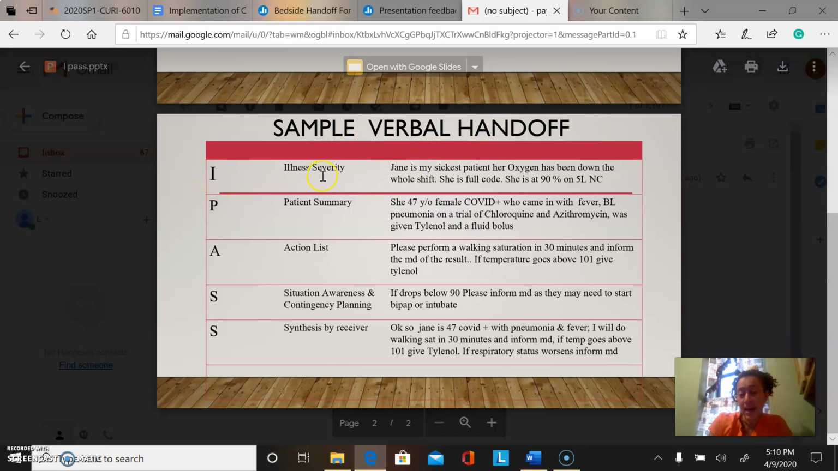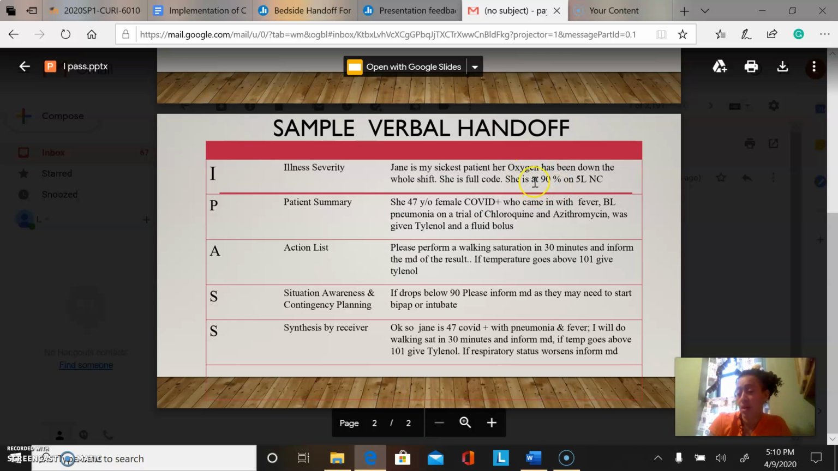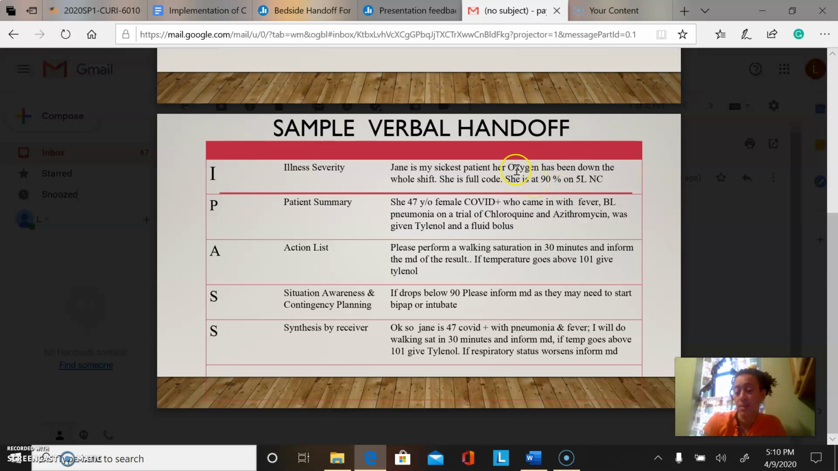So I'm going to pretend I'm the nurse, and I would say, I is illness severity. So I would say, Jane is my sickest patient. Her oxygen has been down the whole shift. She is a full code. She is at 90% on 5 liters, thus showing the most serious problem that the patient is facing at that time. Then I would give the patient summary to the nurse, which would be as read here.